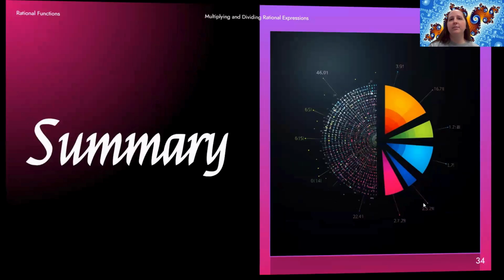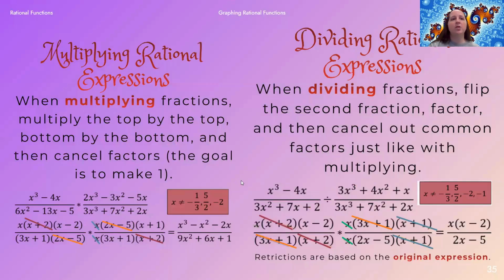Summary. In conclusion, when I'm multiplying and dividing rational expressions, I multiply numerator by numerator and denominator by denominator, find my common factors, and factor them out. Dividing, you'd have one additional step on top of that. When you're dividing fractions, you keep your first fraction, change your division sign to a multiplication sign, and flip your second fraction. It's also called multiplying by the reciprocal.